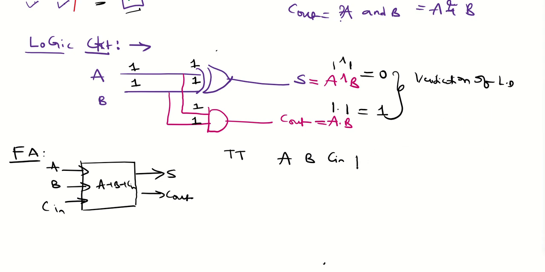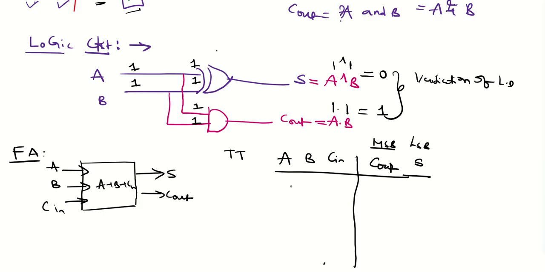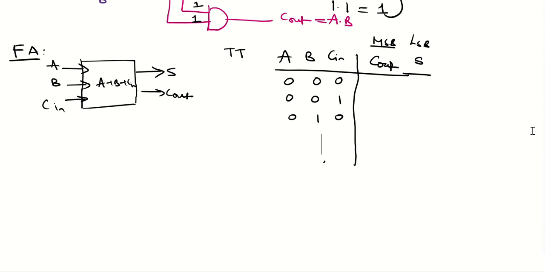Okay, this is A B, let me give 0 0. You should always write C out first and S later, because carry is the MSB and sum is the LSB. This depends on how addition is done. So the combinations are 0 0 0, 0 0 1, 0 1 0, and the next one is 0 1 1, and 1 0 0, 1 0 1, 1 1 0, and 1 1 1.